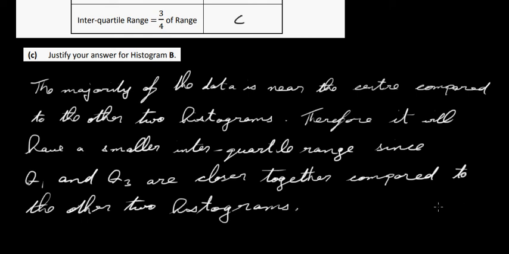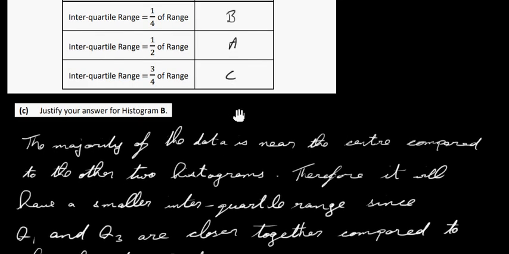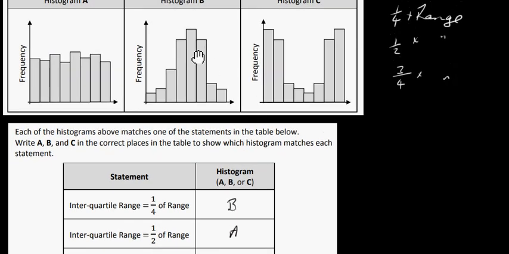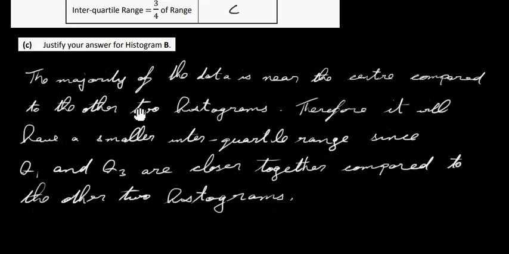Okay, so maybe I overdid it a little bit here, but basically what I'm saying is that Q1 and Q3 are fairly close together for histogram B, compared to, for example, this one, where Q1 and Q3 are going to be out here somewhere, and they're not going to be quite as far as here, but certainly further out here than here. So that's really it for this question.